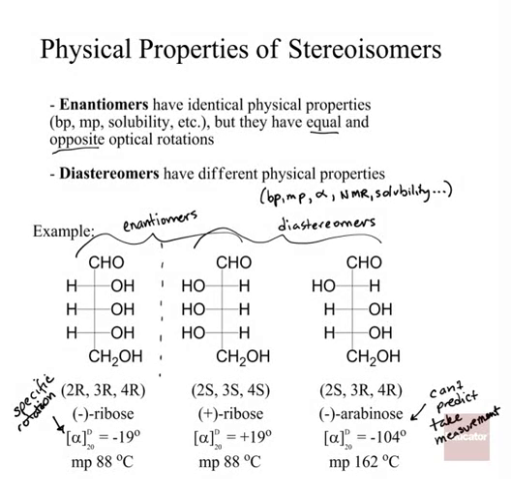because remember, the temperature of a melting point has to do with how tightly the crystals pack together. And so the arabinose molecules, because of their 3D shape, must have a better packing in their crystal structure, and that's what accounts for their higher melting point. No way we would be able to predict that, but it's just a nice illustration of how the physical properties between diastereomers are totally different, but between enantiomers, they are the same.